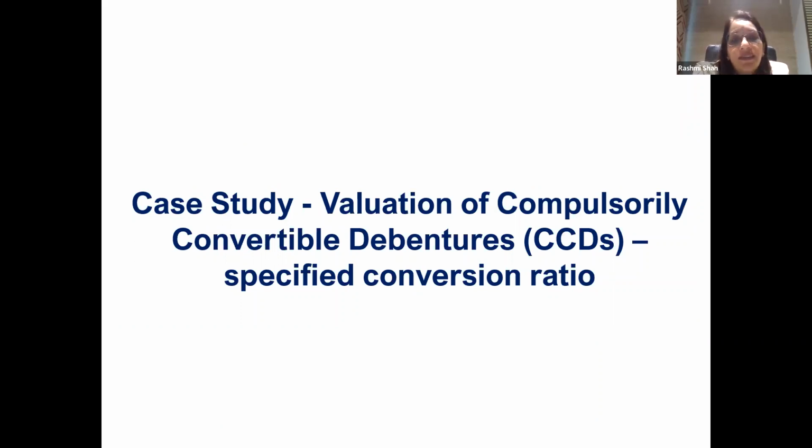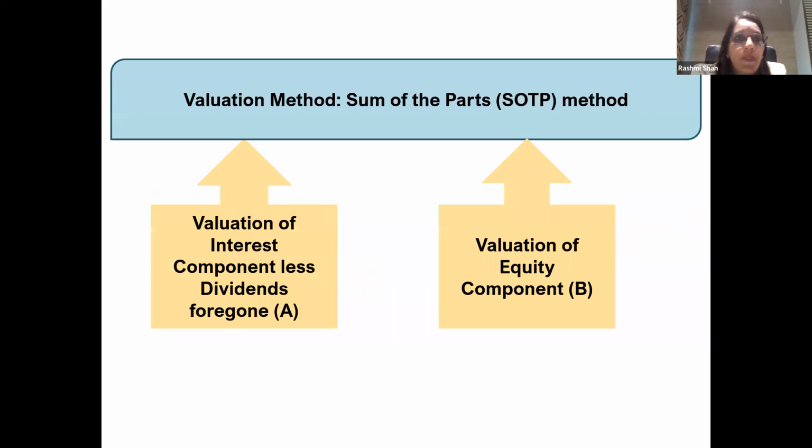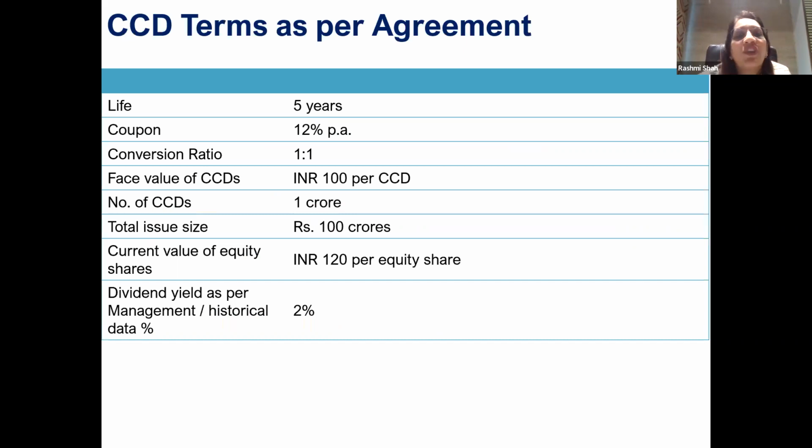Now we have another case. Somebody was asking me whether dividends have to be considered. We will now see that scenario over here. In this particular example, we have a specified conversion ratio. We have considered the life of the CCD to be 5 years. The coupon is 12% and the conversion ratio is mentioned at 1:1. It is not dependent on the FMV of the share at the time of conversion. 1:1 is as of any time, as of today also. So whatever the value of the share is, that is the value of the CCD as well.